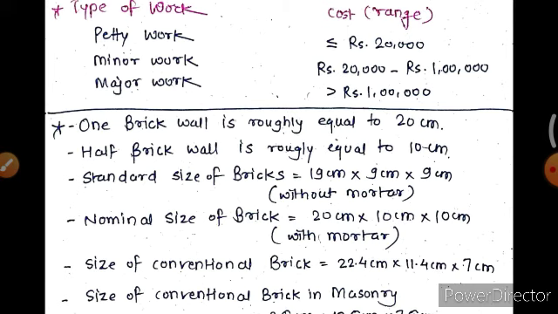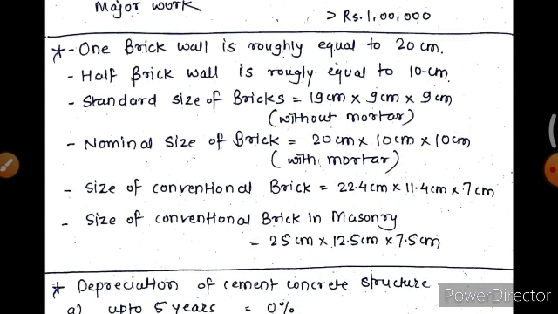First one is petty work. Petty work is cost range less than 20,000 rupees. Minor work is cost range of 20,000 rupees to 1 lakh rupees, and major work is cost range greater than 1 lakh rupees. Okay. Then next data: one brick wall is roughly equal to 20 centimeter.